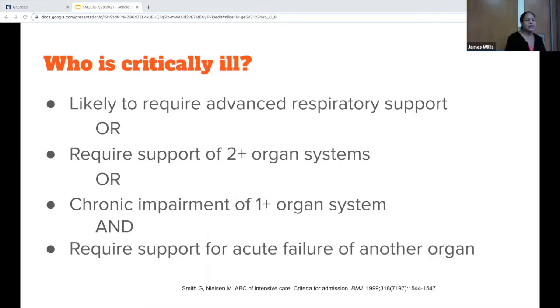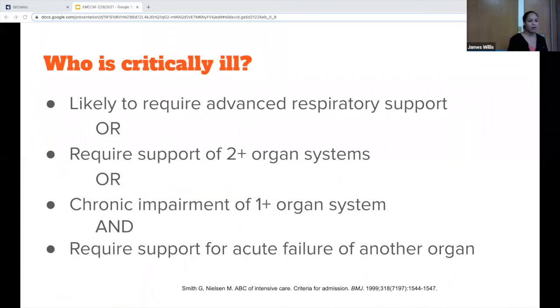So to start with, who is actually critically ill? We see a lot of patients, particularly when we're working in CCT, that pass through, but how do we know who's critically ill versus just kind of a little bit sick or just not doing so hot today? So you'll find a ton of different definitions depending on what society guidelines you look at, what hospital guidelines you look at.